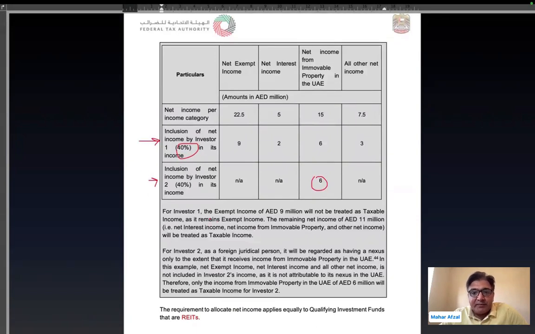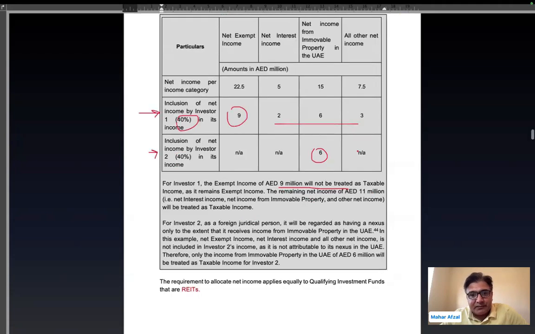For investor 1, the exempt income of 9 million will not be treated as taxable. As I told you earlier, personal investment is not. Other than personal investment, where a license is required and an entity is investing, it is apple to apple. Exempt income will remain exempt and taxable income will remain taxable. This income is exempt and will not be subject to tax. It remains exempt. The remaining net income of 11 million, net interest, net income of property, other net income, will be treated as taxable income.